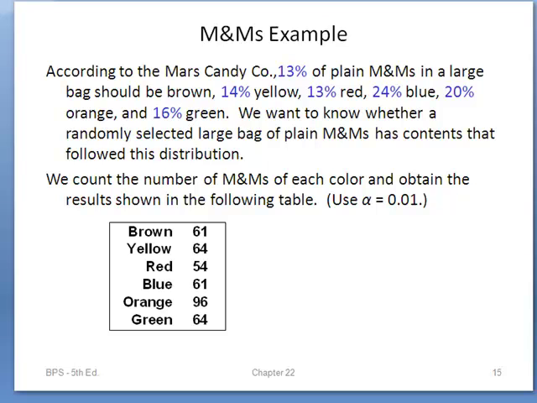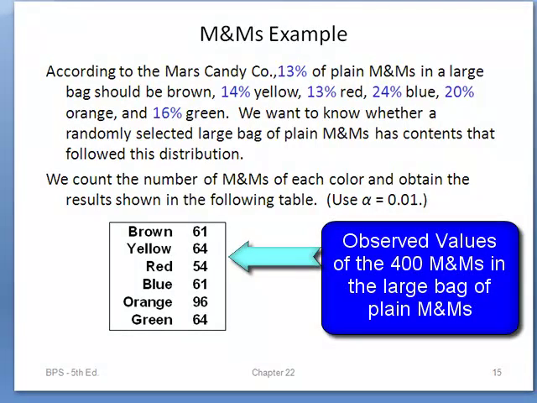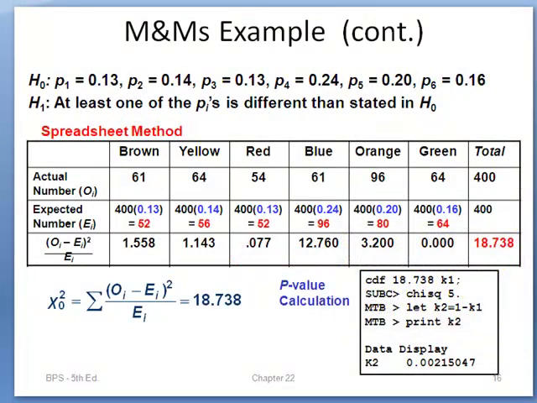So we count the number of M&M's of each color and obtain the results in the following table. And we want to do this goodness of fit test at a 0.01 significance level. So when we open up the bag, we saw that we have 61 brown, 64 yellow, 54 red, 61 blue, 96 orange, and 64 green. And we want to make sure that that's following the distribution that the Mars Candy Company wants to have for a large bag of M&M's. So the first row is the actual counts that we got from the bag.